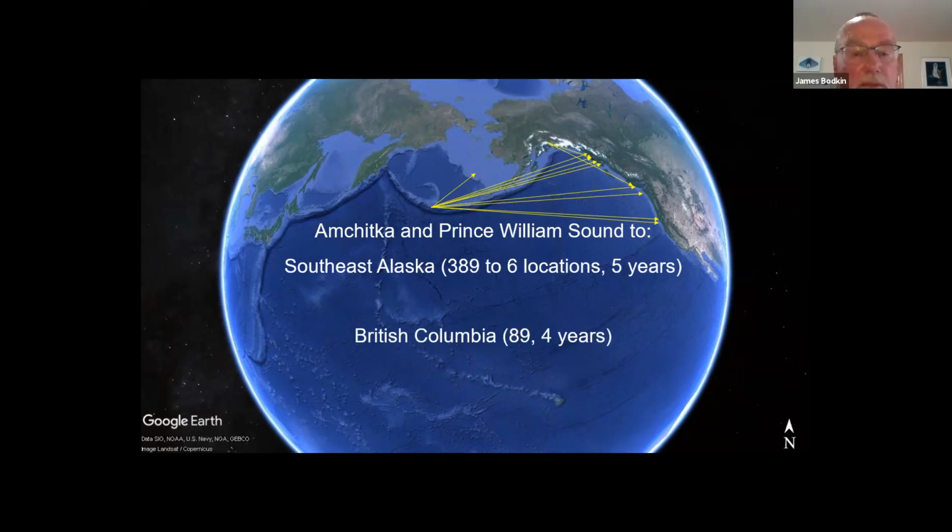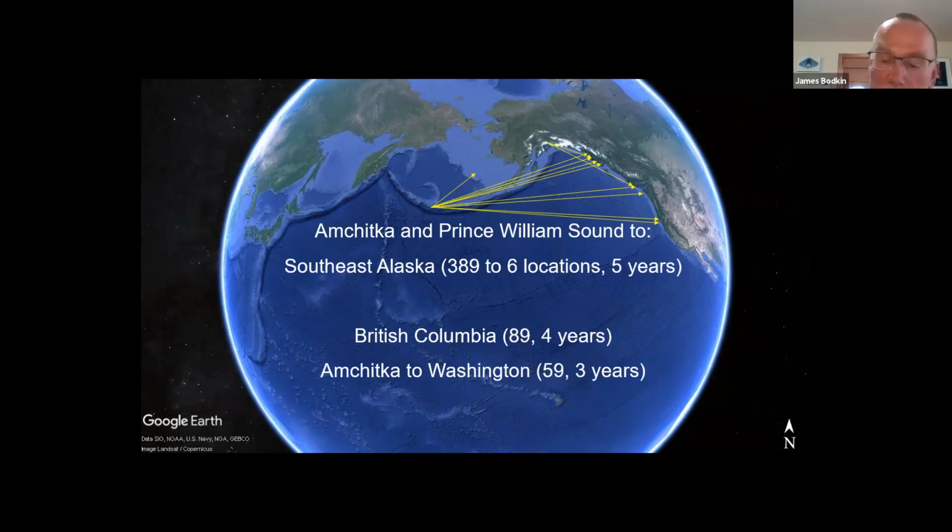The next translocation was to British Columbia, with 89 animals moved over 4 years. And then finally, animals from Amchitka went to Washington: 59 individuals over the course of 3 years. And then, of course, the one that you're probably most familiar with, the Oregon translocation, 93 animals over 2 years. And as we know, this one eventually vanished as well.